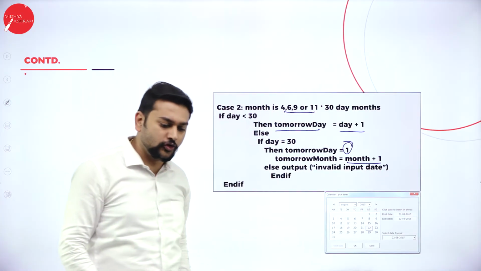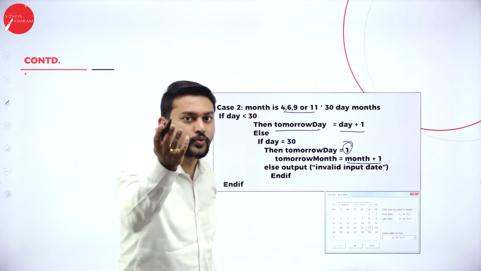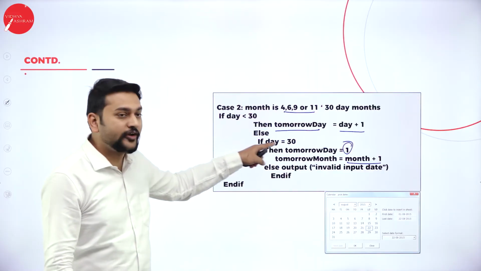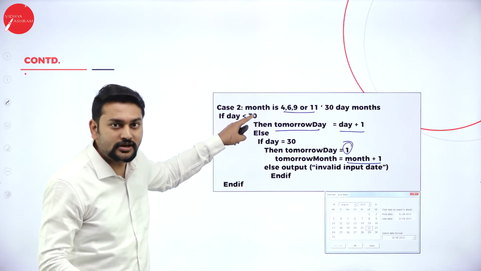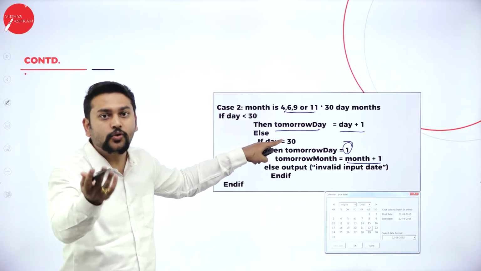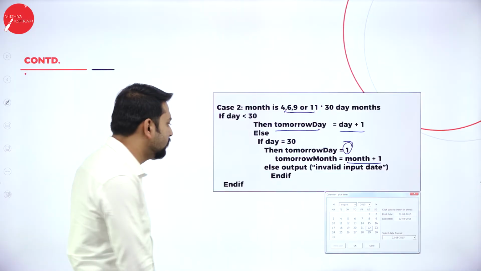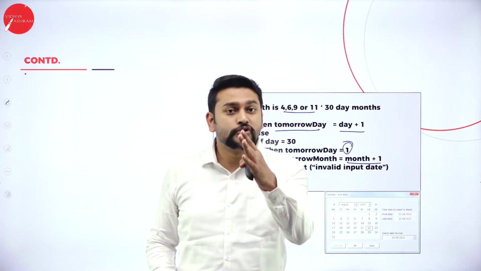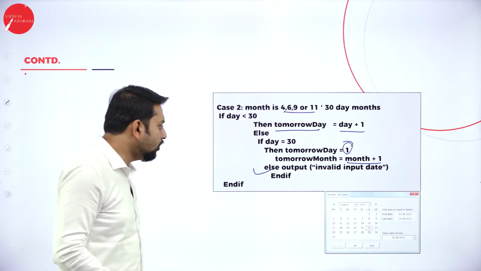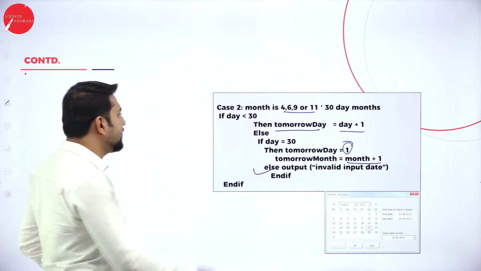So I have entered 4, plus 1. That's what I will do. Suppose I have entered something else, which is not less than 30 and not equal to 30, then I will print invalid input date. That's what you need to understand here. Fine, I have understood case 2 also.